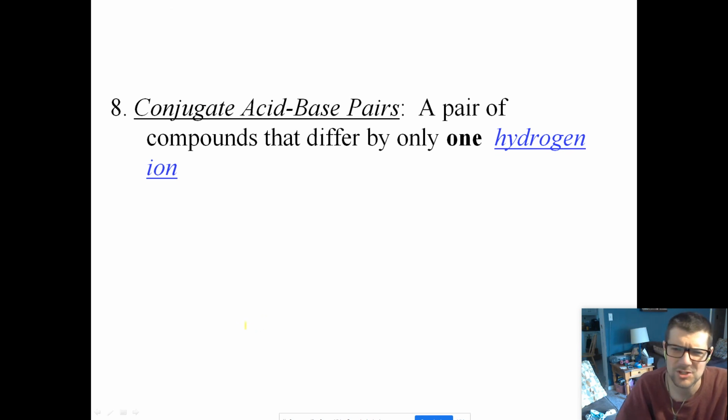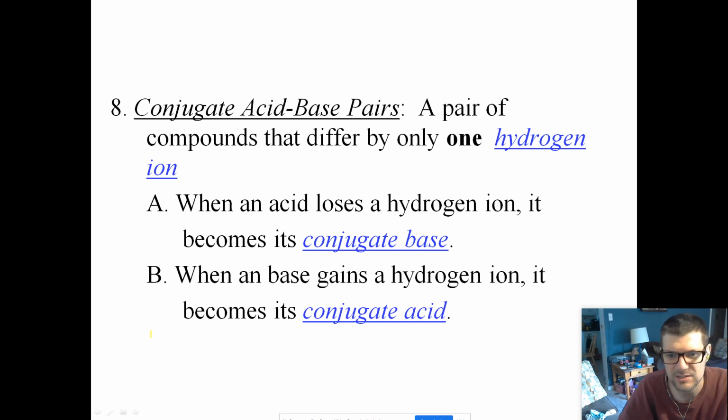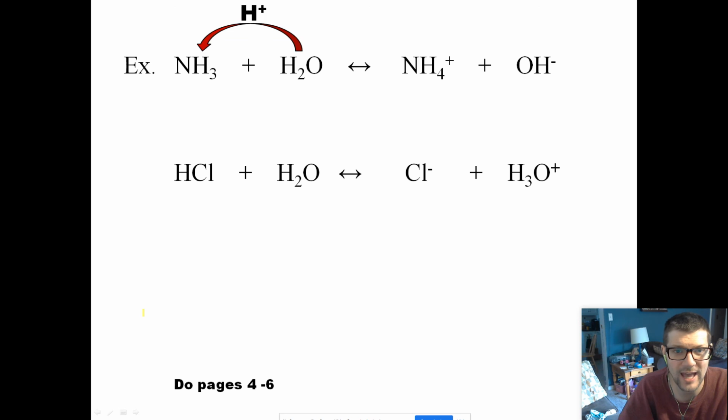One thing I just want to mention briefly, something that really makes more sense in person, is conjugate acid-base pairs. These are pairs of compounds that differ only by a hydrogen ion. So when an acid loses a hydrogen ion, it becomes a conjugate base, and when a base gains a hydrogen ion, it becomes a conjugate acid. Again, it's something that we will look at in person.